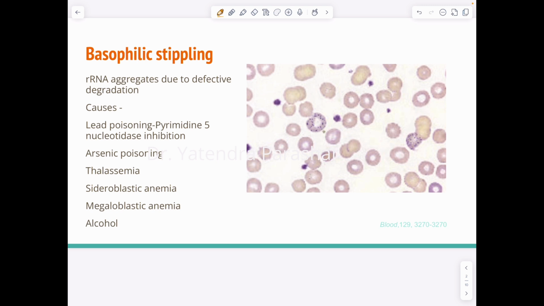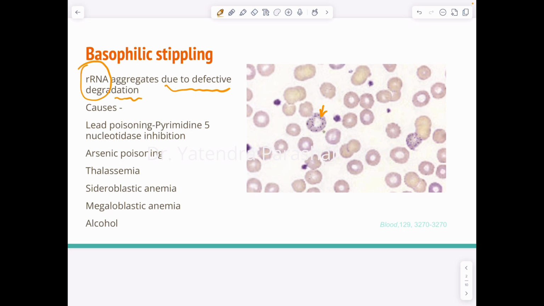Basophilic stippling refers to the presence of small blue purple granules which are dispersed throughout the cytoplasm of a red blood cell, which can be seen on Giemsa or Wright stain, and these granules represent the precipitated ribosomal RNA due to the defective degradation of this RNA. These are typically seen in conditions with defective hemoglobin synthesis or disturbed erythropoiesis.